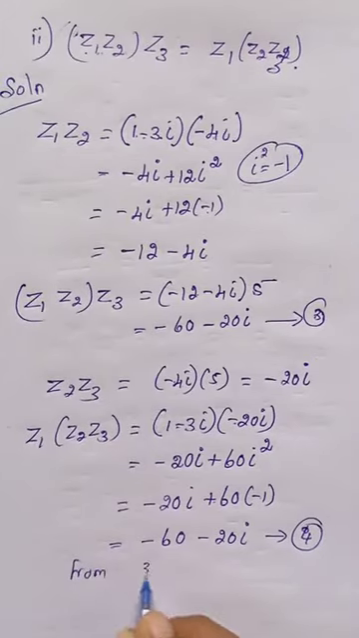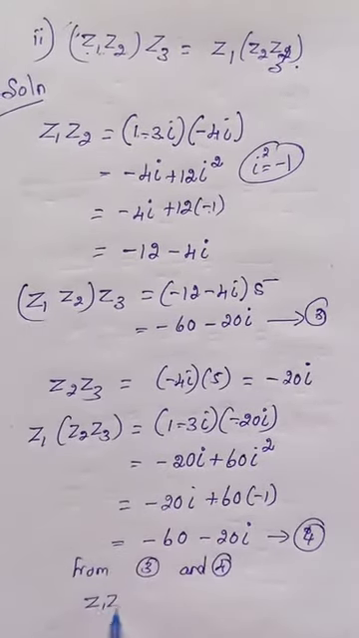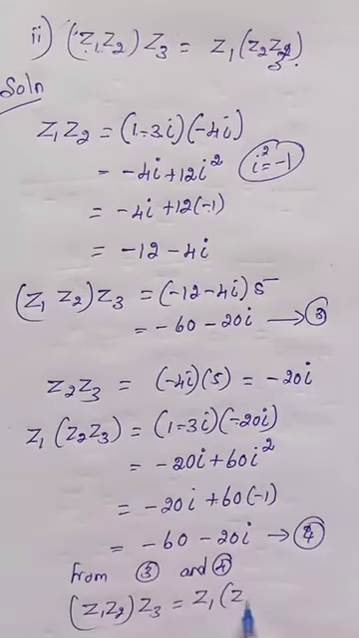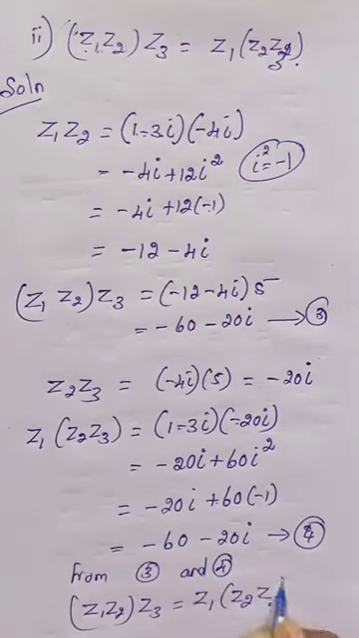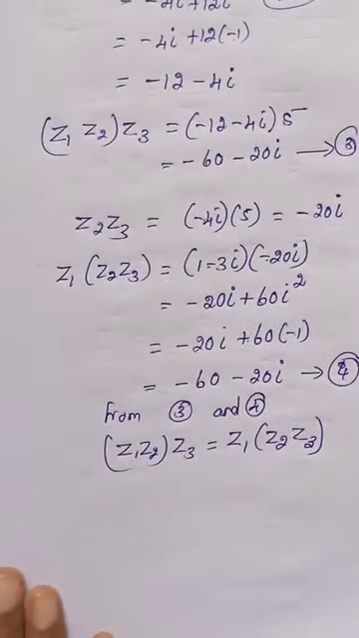Now, from equations number 3 and 4, Z1 Z2 into Z3 is equal to Z1 into Z2 Z3. Is that clear? This is the first problem.